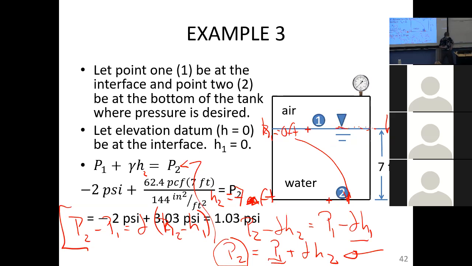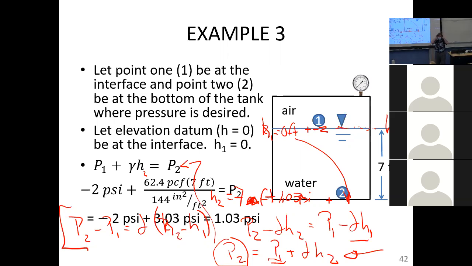And so again, we went from minus 2 psi down to a positive 1.03 psi. So again, if you have minus 2 at the surface of the water and 1.03 at the bottom, somewhere between the two is 0. That's not a free surface because it's not an interface. It's just in the water. Is that possible? Of course it is.